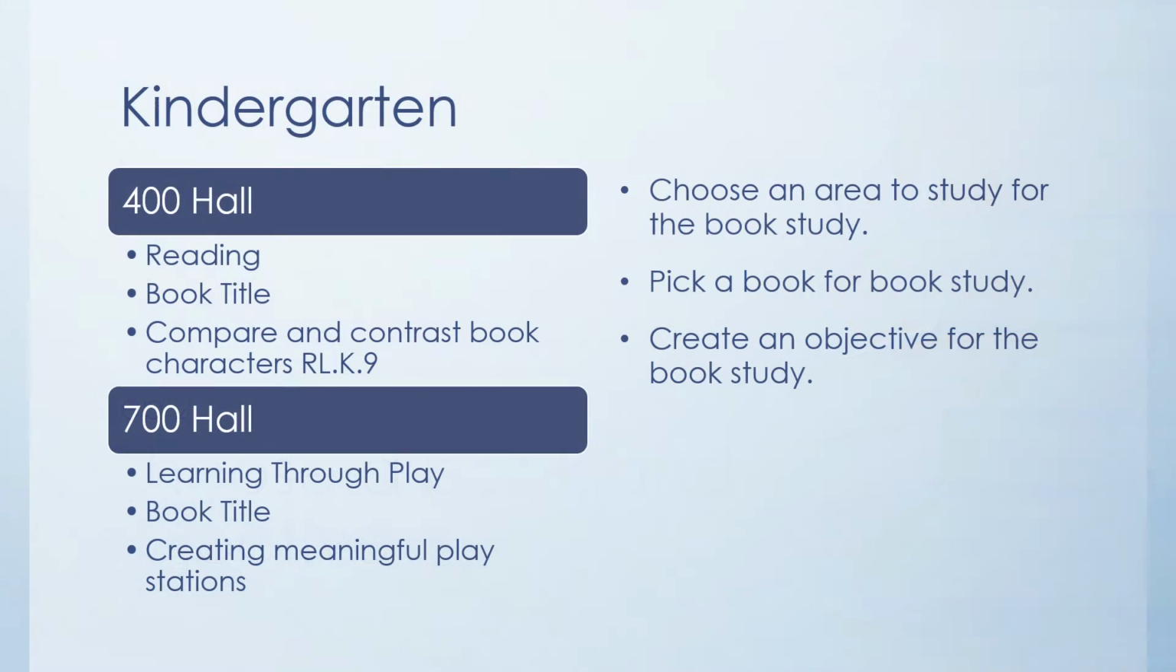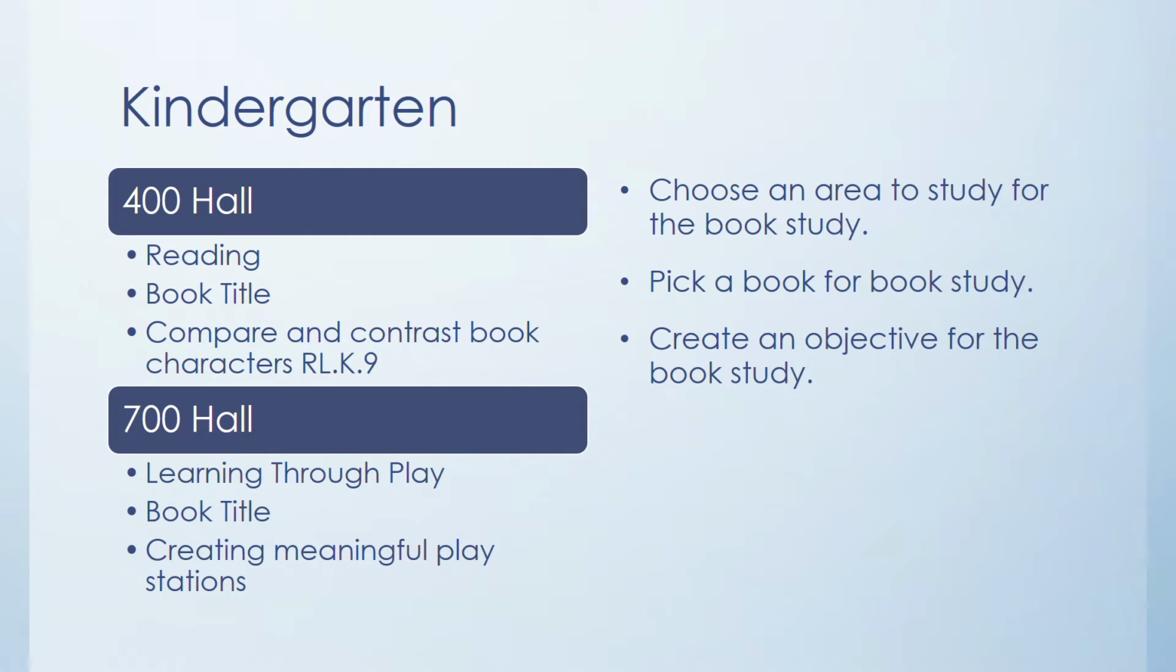And they're going to go on to step 2, which is to choose a book and objective. So we look here first at kindergarten. They must choose an area to study for the book study. Then they're going to pick a book for the book study, which will then allow them to create an objective for the book study. So the 400 hallway in kindergarten decided to do a reading book study. They wanted to learn about teaching students to read. So they picked a book title of their own, and their objective was to compare and contrast book characters. So when they pick the book, they're looking at this standard. They want to find a book that's going to help them better their students for this standard.